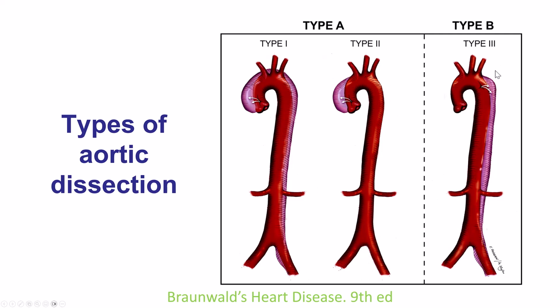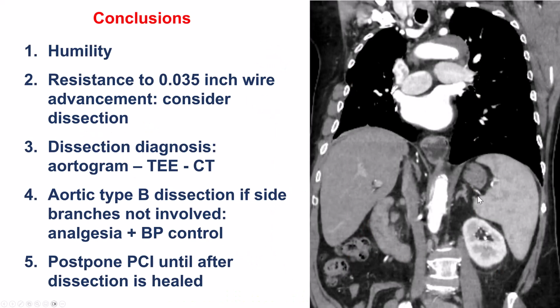In this illustration, what we have here is a Stanford type B aortic dissection, which usually stops at the left subclavian artery. It's fortunate we did not have a type A because type A requires emergency cardiac surgery. So we had a type B aortic dissection, and the treatment for this, unless major branches are compromised, is to control the blood pressure and provide analgesia, and this is what was done in this patient.